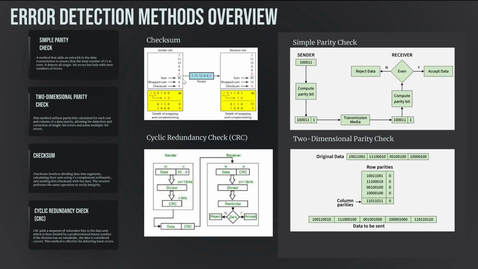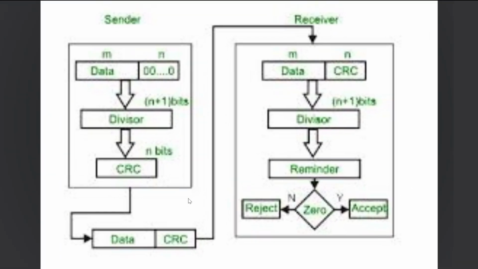The third one is the checksum. Checksum involves dividing data into segments and calculating their sum. If the calculated sum on the sender side is the same as on the receiver side, then the data has not gotten corrupted. But if it does not match, then the data is definitely corrupted, as you can see in the picture.